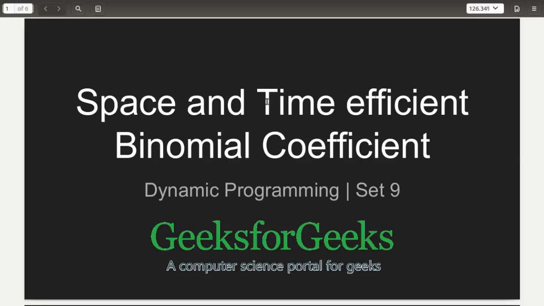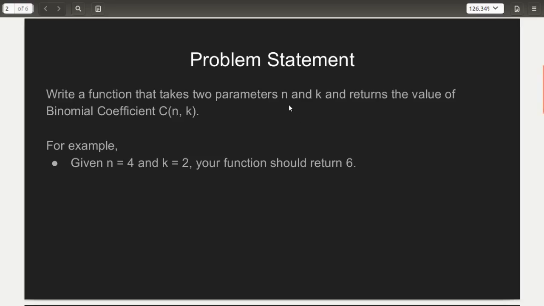In this video, we will discuss a space and time efficient solution to the binomial coefficient problem. The problem says that we are given two parameters n and k, and we have to calculate the value of the binomial coefficient C(n, k). For example, if we are given n equal to 4 and k equal to 2, our function should return 6.